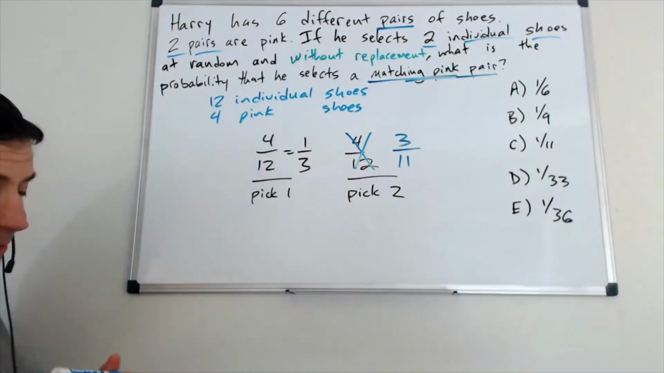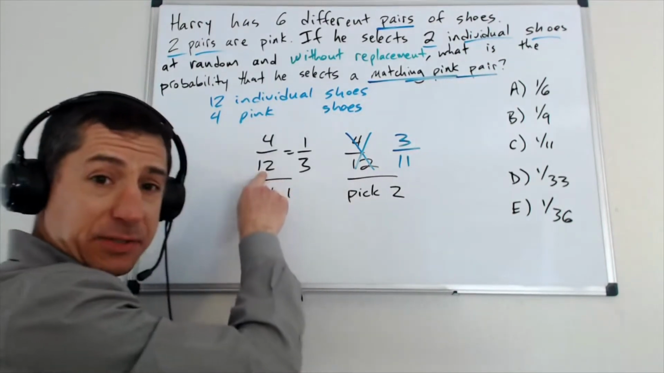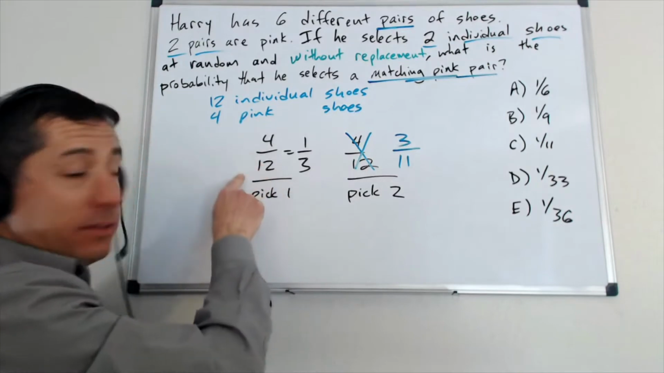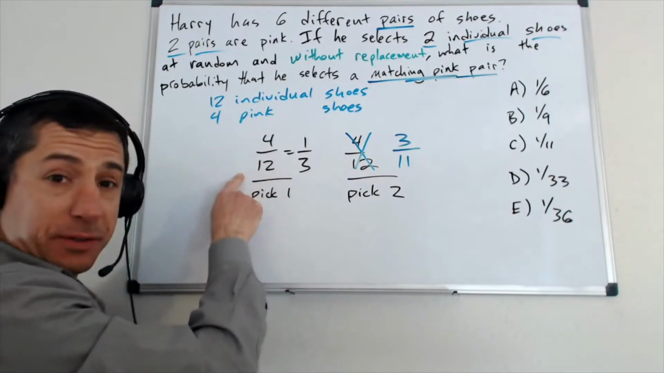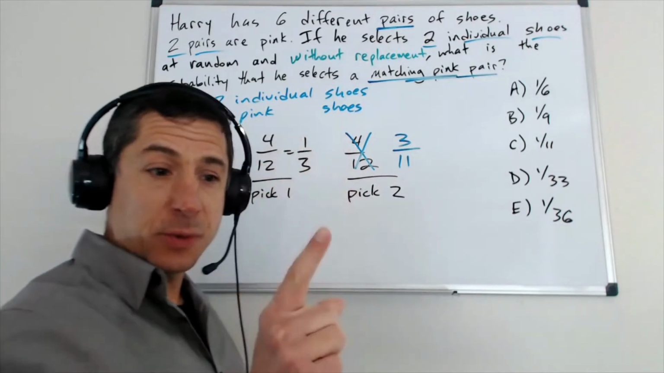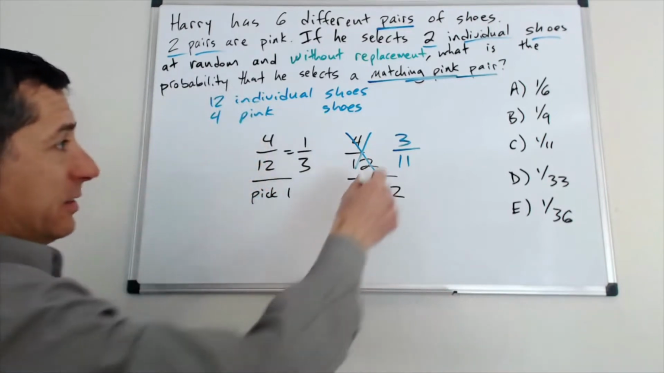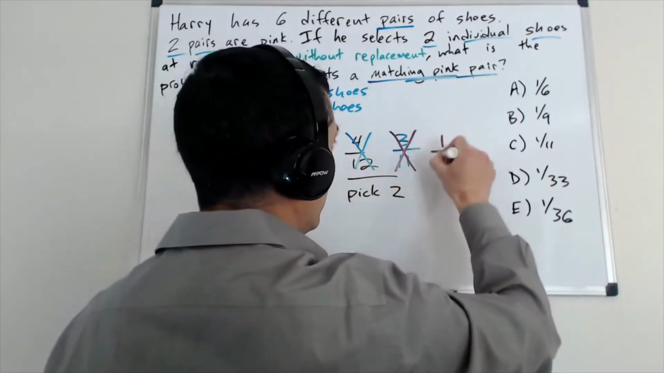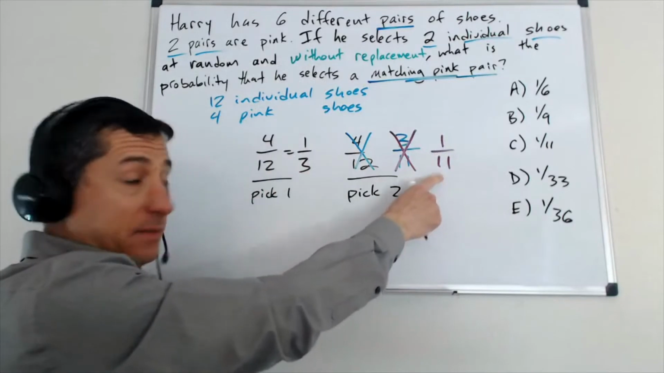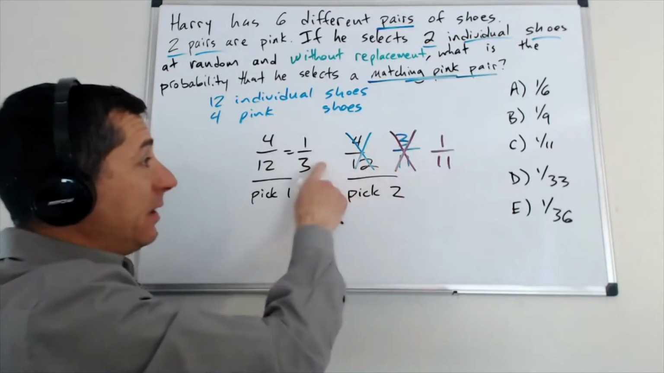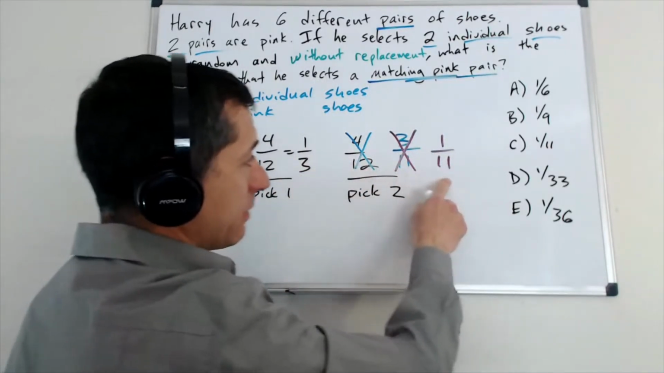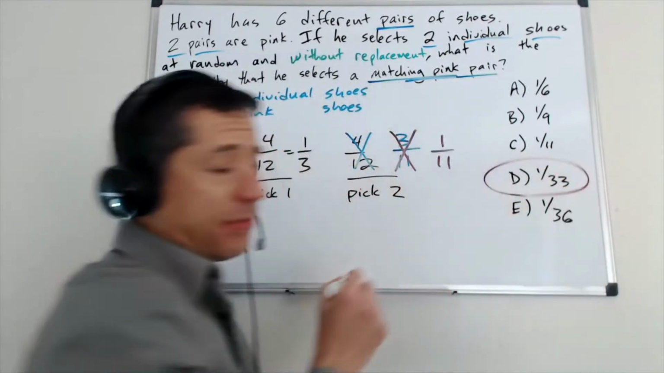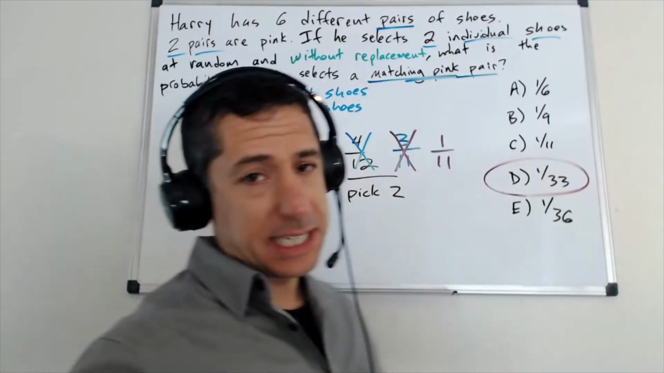Instead, what we want is the match to this first shoe. So 4 out of 12 probability that you get a pink shoe on the first pick. Now there's only 1 shoe in there that's going to be its match. So instead of 3 out of 11, the probability that you get its match is 1 out of 11 shoes that remain. Multiply these together, 1/3 times 1/11th, and we get 1/33rd, and our answer is D.